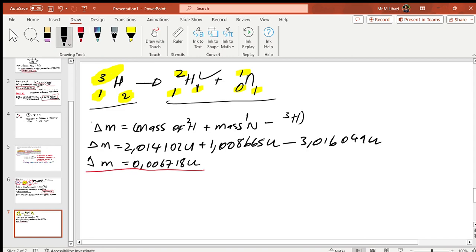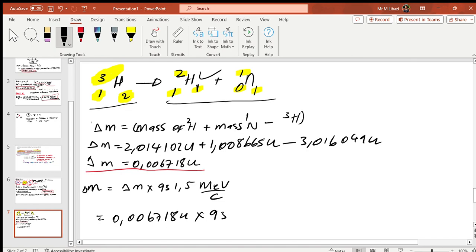So now we know that the binding energy will be equal to the mass defect multiplied by 931.5 MeV per U. So that's going to be 0.006718 U multiplied by 931.5 MeV over a U.